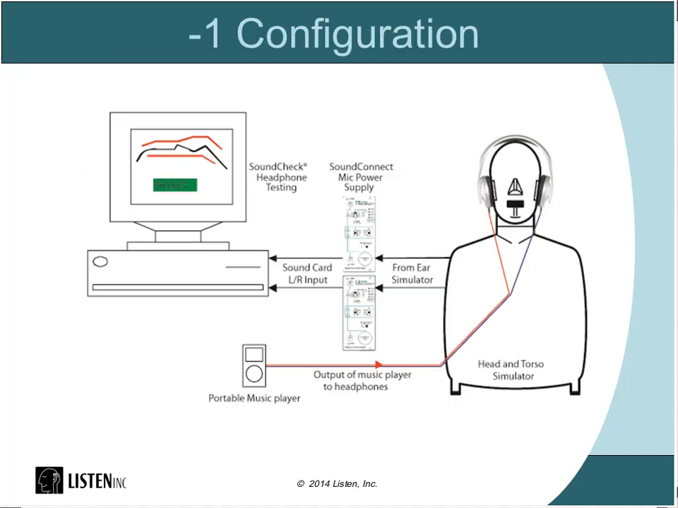So let's go over the connection diagrams for how these things are set up, just to give you a visual here. So if you're testing the -1 part of the standard, again, that's where we're testing both the music player and the headphones together. Then we have our music player down at the bottom, connected to the headphones on the head and torso, and then the head and torso through some signal conditioning back to the sound card. So pretty basic setup there. So in our SoundCheck system, we're only using 2 inputs, no outputs, because the music player is providing the stimulus itself.